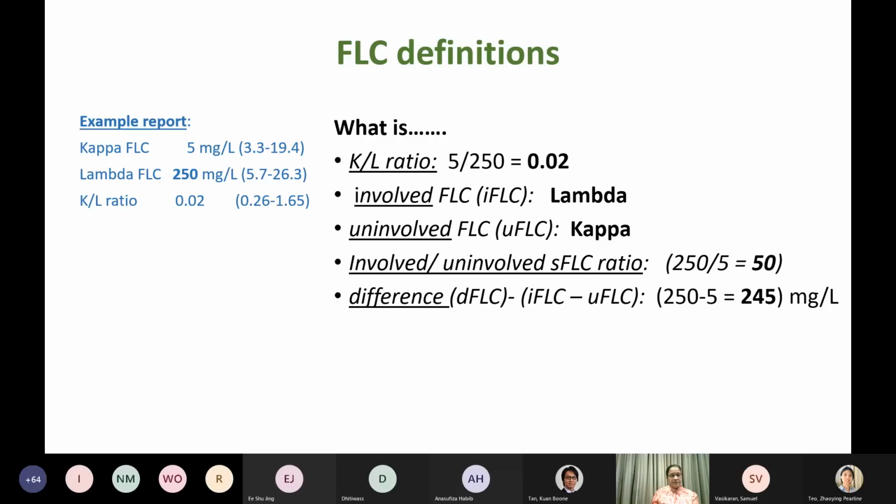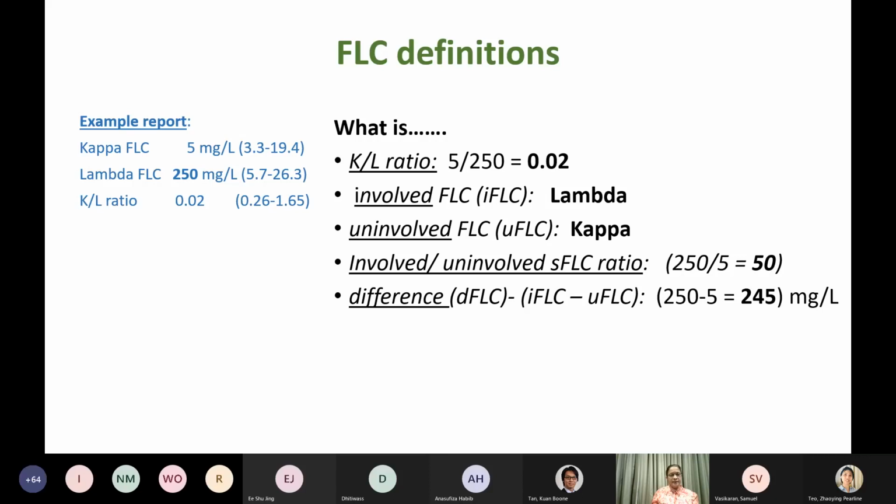In this particular example, you can see high lambda free light chain concentration. So we call lambda the involved light chain in this example. Obviously kappa is the uninvolved light chain. When we calculate the involved to uninvolved serum free light chain ratio here, you have to divide 250 by 5. So that ratio would be 50.